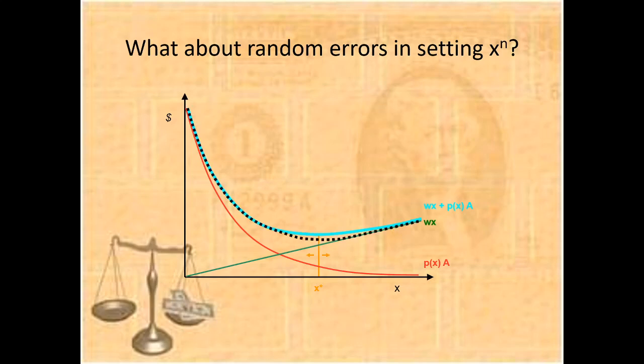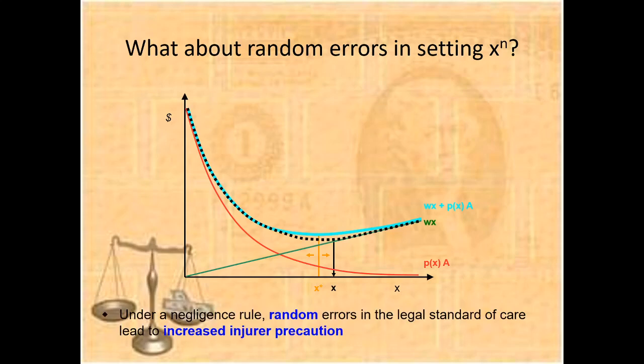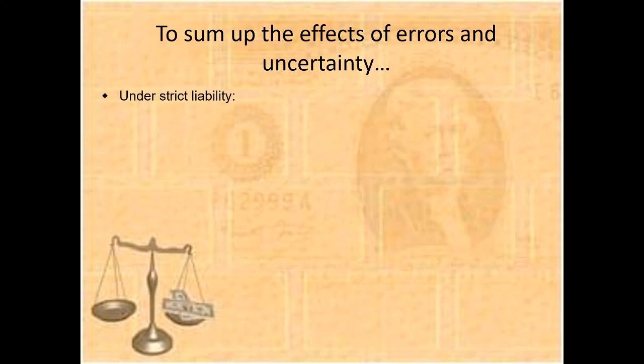So x star, if there is an error, then there is always an under-reliance or over-reliance of some kind. Under negligence, random error in the legal standard of care leads to increased injurer's precaution. This is the result. To sum up the effect of errors and uncertainty, let's talk about strict liability.